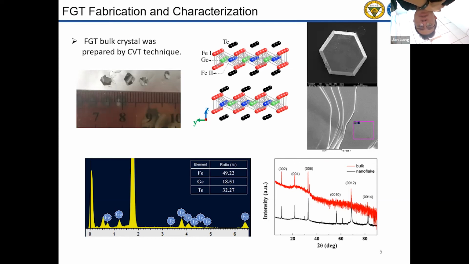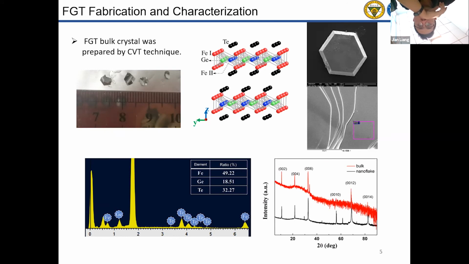It can be seen from the SEM image that the bulk crystal is a regular hexagon in shape, and it's consistent with its crystal structure. Also, the layered structure can be seen.